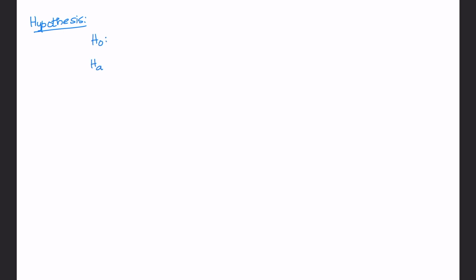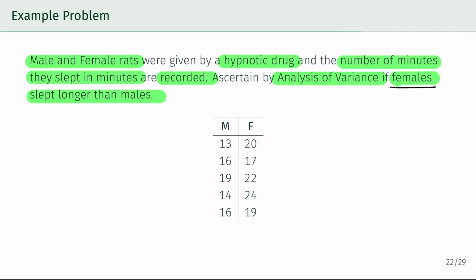So H naught is about male rats and female rats. They have asked us to judge whether female rats sleep longer than male rats. So mu m less than mu f, mu m equal to mu f. Again, it doesn't matter whether you write m in front or f at the back. You can also write this as mu f equal to mu m, or mu f greater than mu m. It doesn't matter how you write it. You just have to make sure that you write the actual hypothesis they're asking you to test. Remember that they're asking you to test whether females slept longer than males. So just write down the values.